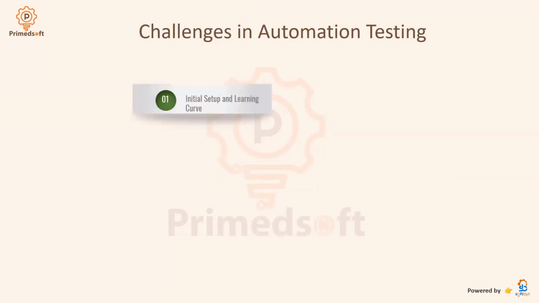So the first one we'll have is initial setup and learning curve. Initial setup. So like I said before, with manual testing, you can just pick it up and start testing. You can just start testing, start raising bugs, start validating some functionalities, right? But for automation testing, don't just start writing automated test scripts. You need to set up your framework, right? So that initial setting up of your test script is a big challenge.